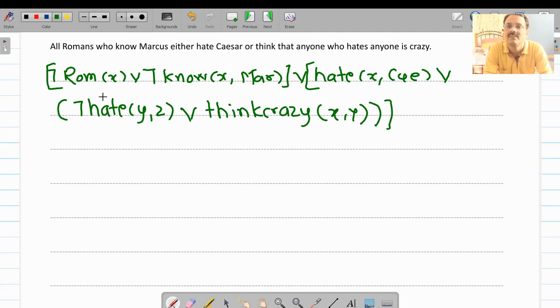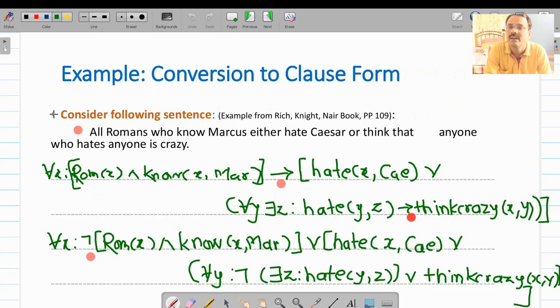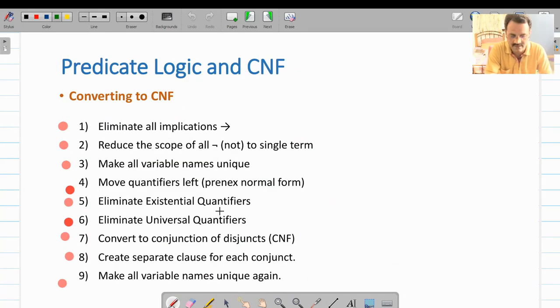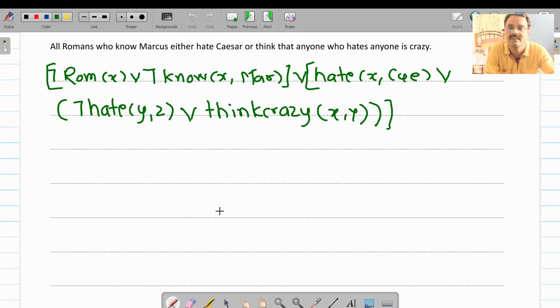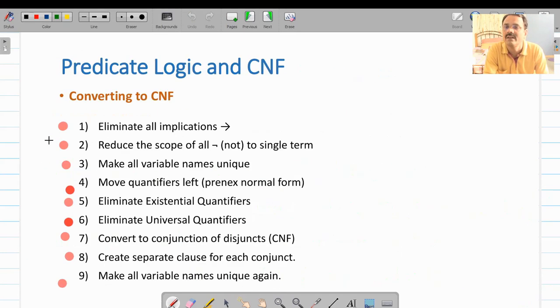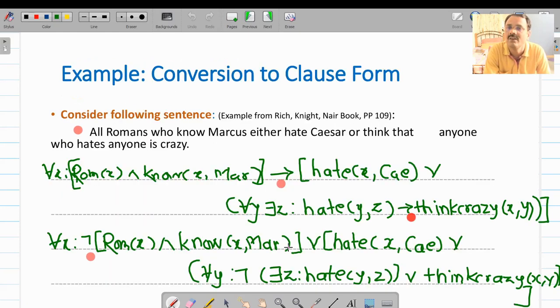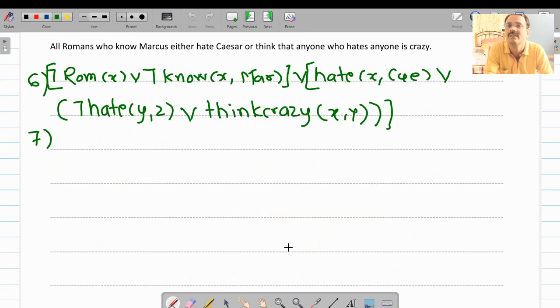So this is the resultant formula after removing your quantifiers. Whatever form now you have got, this is step number 6, eliminate universal quantifier. So this is the output of step 6. Step number 7, convert your formula into conjunction of disjuncts. Go back. Step 7, convert the given formula into conjunction of disjuncts, that means CNF, that means it should contain all OR terms, and if at all they are connected by AND.